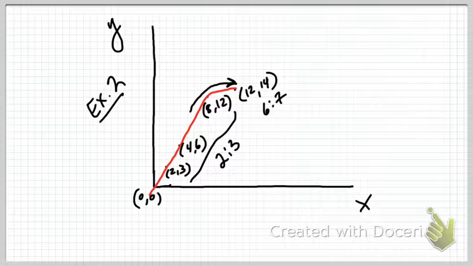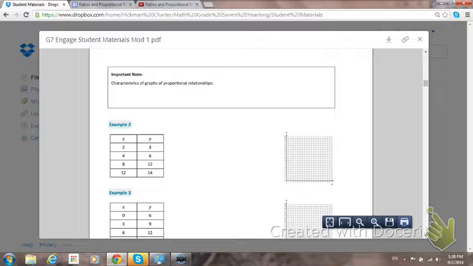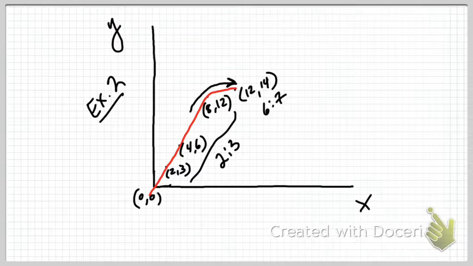So remember, with our important points, one of those important points was that the line had to be straight. Okay, a straight line, which went through the origin. Now, while we do have it going through the origin, we don't have it as a straight line. So it has to meet both of those criteria.